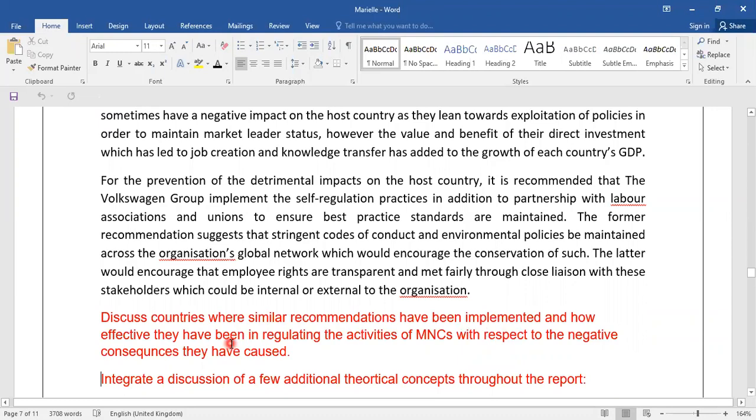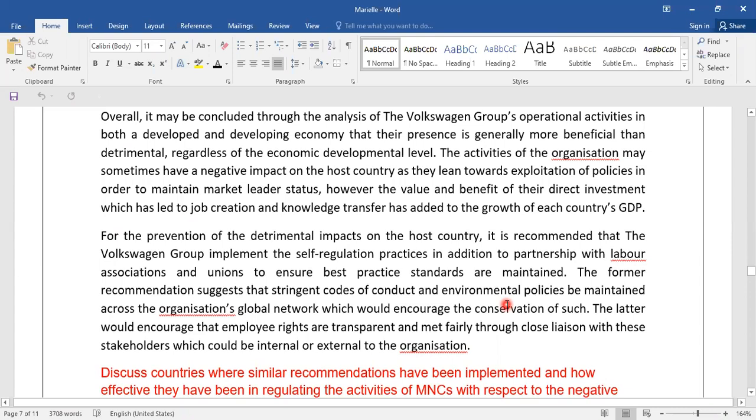So Marielle, it would be really good here if you could say a rival company, Toyota and Mercedes-Benz, implemented a CSR campaign X, Y, and Z, and this was the outcome. It was beneficial because they had fewer infractions with the law, fewer infractions of the environment, and fewer accusations of exploitation of people. So that would be a recommendation where we are showing how it works.